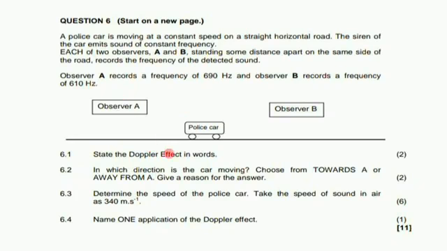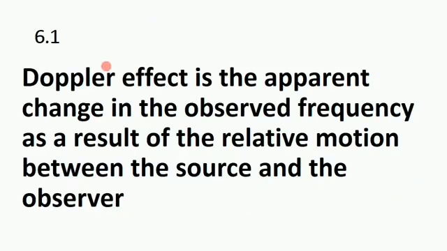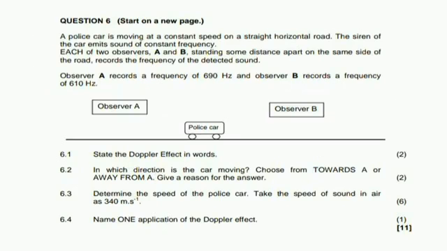Then this is observer A, this is observer B. 6.1 says state the Doppler effect in words. So again, Doppler effect is the apparent change in the observed frequency as a result of the relative motion between the source and the observer. Then 6.2 says in which direction is the car moving? Choose from towards A or away from A. Give a reason for the answer.